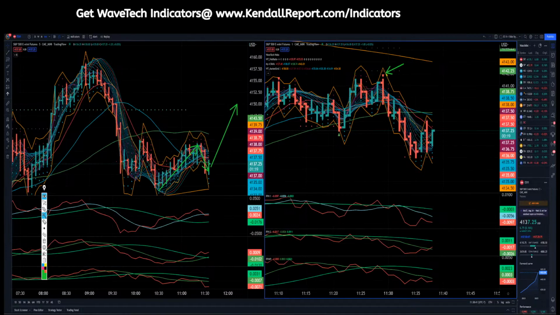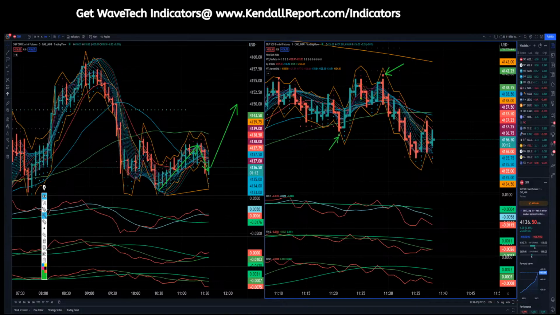You'll see over here on the left-hand side, these little red arrows, you'll see a green. These are pivot points that are being marked by the indicator to tell you exactly where the pivots are happening.